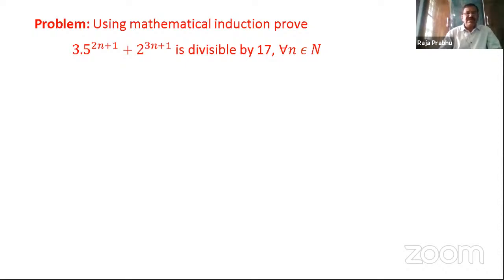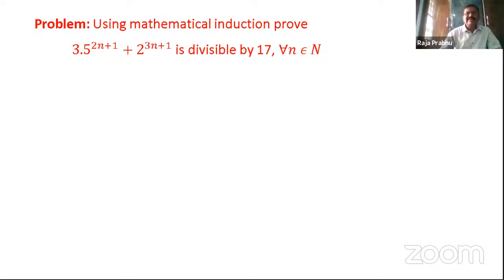You follow that. Using the principle of mathematical induction, prove 3 into 5 to the power 2n plus 1 plus 2 to the power 3n plus 1 is divisible by 17, where n belongs to N, nothing but natural number. N can be any natural number or any positive integer. Okay, how to prove this? Here also we have the same procedure, that is just verifying at three cases.